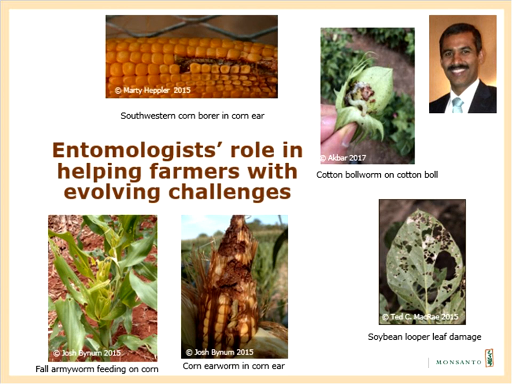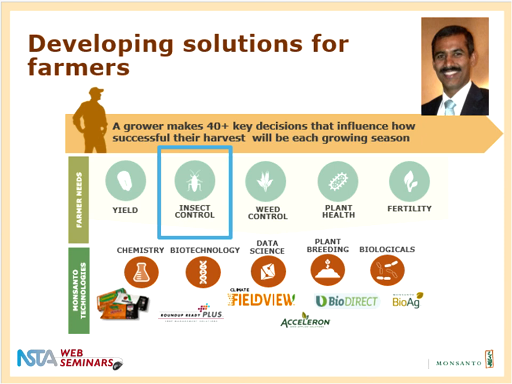Then on the bottom right, you see a soybean looper feeding on the soybean leaf and completely chewing up that leaf. And the one above that shows the cotton bollworm feeding on the cotton. So I don't think I need to explain further as to why it is important that we control these insects. What we do at Monsanto is develop technology solutions that are sustainable and safe for farmers to use in their farming operations to control the insects. We also have other platforms where we provide solutions to farmers, but that is not the focus of today's talk.